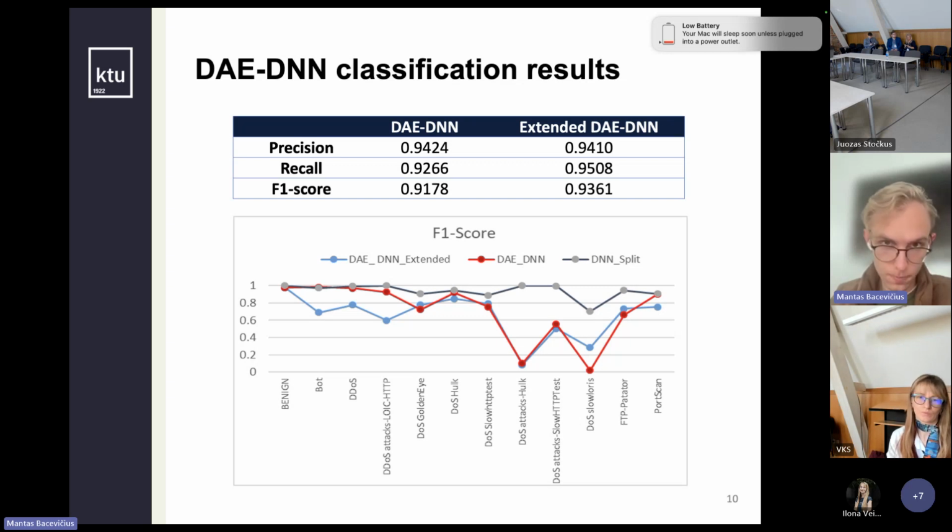While the DAE-DNN model demonstrated superior classification results overall, a closer examination of F1 score values for individual attack classifiers revealed that more classes perform better with the simple DAE-DNN model. However, the extended model's significant superiority was evident in specific classes, like SSH-Patator, port scan, bot, and etc.